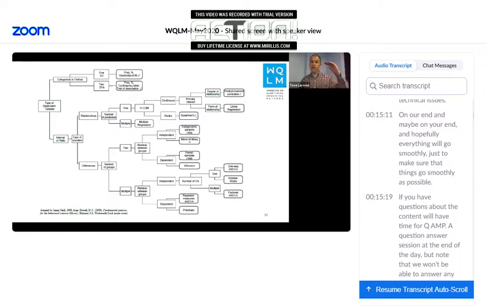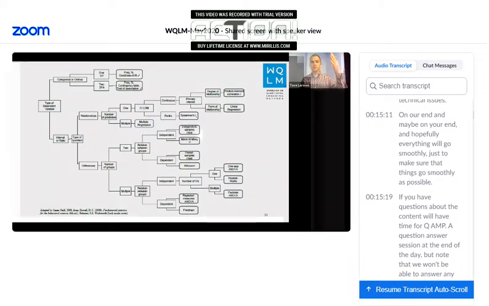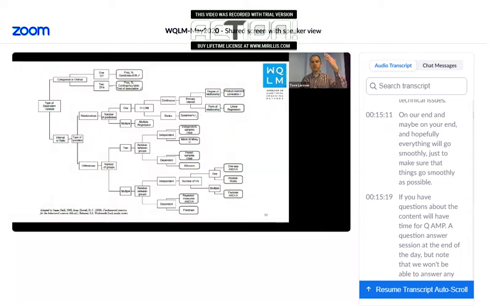And then if we go within the interval or ratio branch, we ask, what is the type of question? Do we want to learn about relationships or associations at the top? Or do we want to learn about differences between groups at the bottom?